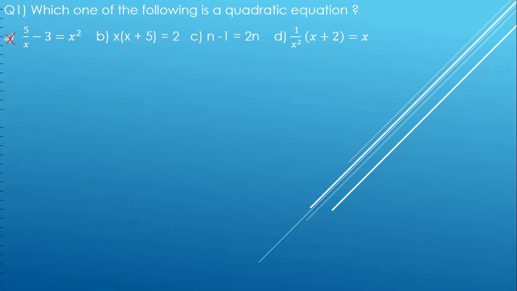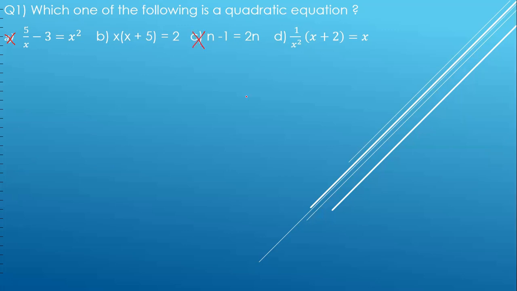Now this equation requires a bit solving, so we will solve it and we'll see this one. So you can see we are having n minus 1 is equals to 2n. Now here the second condition doesn't fit. Why? Because the maximum degree of the variable is not 2, it is 1. And hence this is not a quadratic equation but a linear equation. So this is also not a quadratic equation.